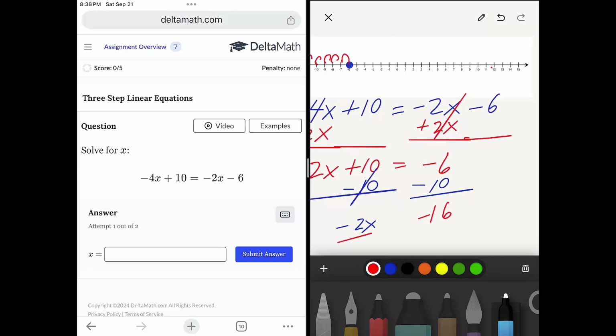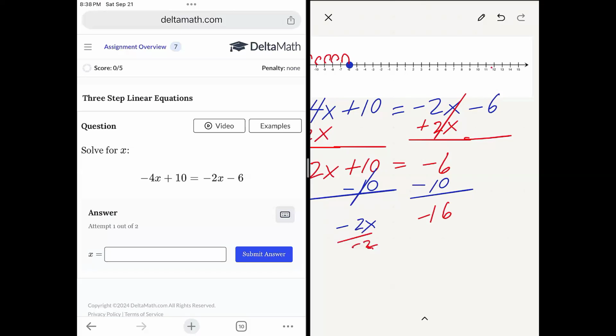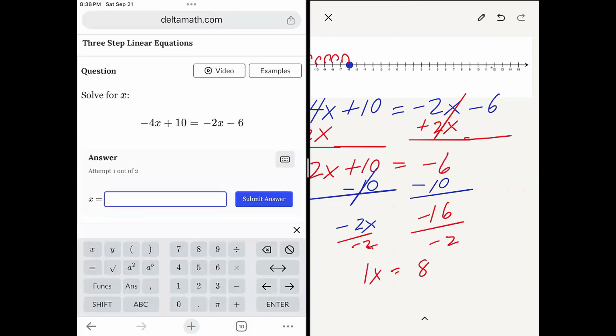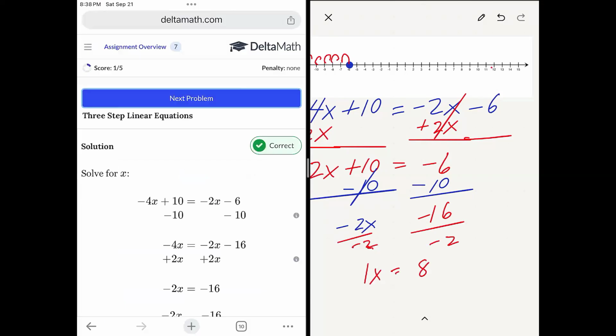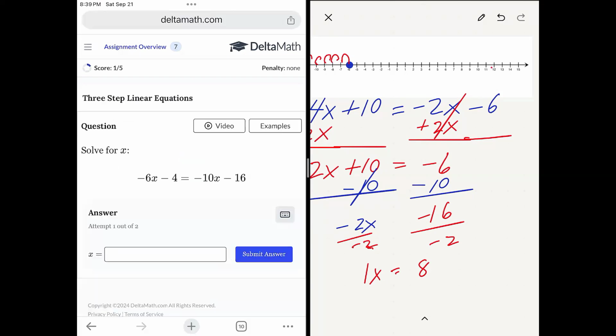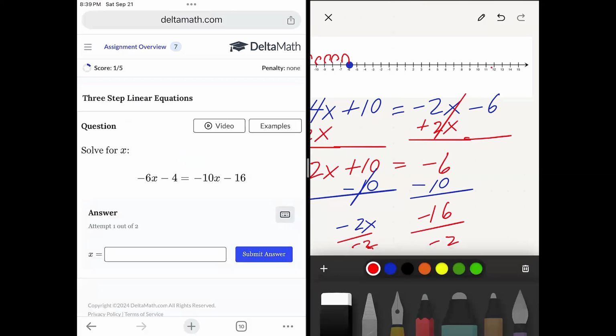Then you divide both sides by negative 2 to get rid of that negative 2 on the left-hand side. So this is going to be 1x, and negative 16 divided by negative 2 is going to be a positive 8. So I put an 8 here and submit it, and it says wonderful job. All right. I'm going to do one more question from this section, and then I'm going to post this.